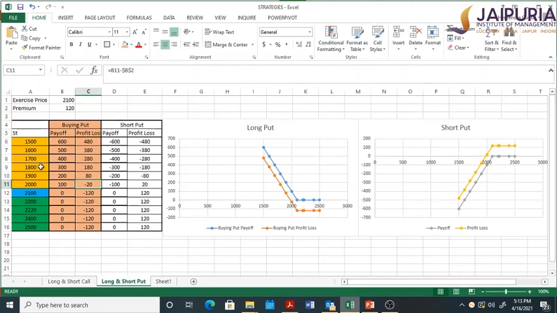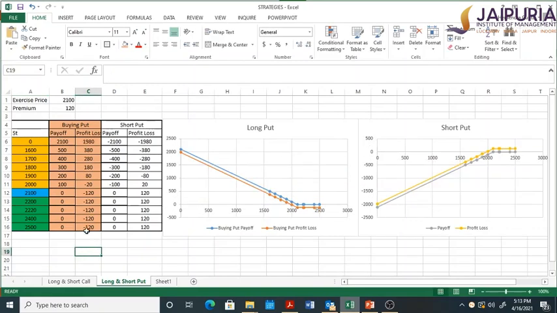So just for understanding purpose, if this stock price theoretically becomes zero, the maximum gain the buyer of a put option can have is the exercise price. That's the maximum payoff, and the maximum gain will be payoff minus the premium. So this is the maximum gain you can have, so that is the maximum gain which can happen.